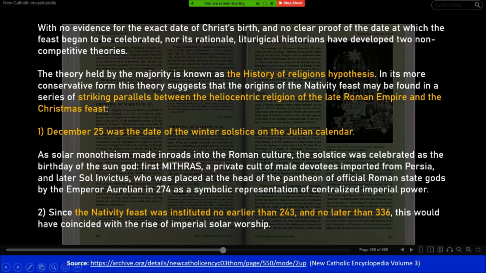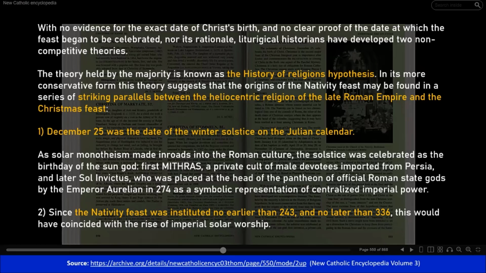Remember what the Catholic Church said. This is not just my own imagination. They were the ones who brought this. They said that the theory held by the majority, and this is talking about obviously the Christ's birth, the theory held by the majority is known as the history of religions hypothesis. It is, in its more conservative form, this theory suggests the origins of the Nativity Feast. So right here, the origins of Christmas, the origins of the Nativity Feast may be found in a series of striking parallels between the heliocentric, meaning sun-centered, religion of the late Roman Empire and the Christmas feast.